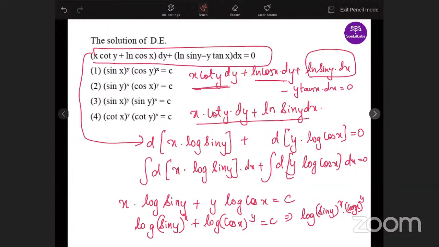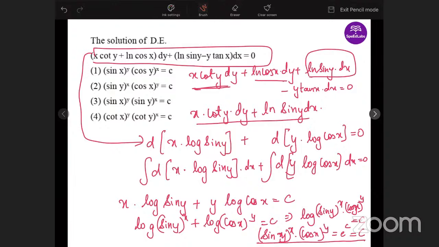What can we say? Which equals, taking e as base, (sin y) whole raised to x into (cos x) whole raised to y equals e raised to c. So e raised to c is nothing but just a constant, so I'll be replacing it with c. So (sin y) whole raised to x into (cos x) whole raised to y equals c.